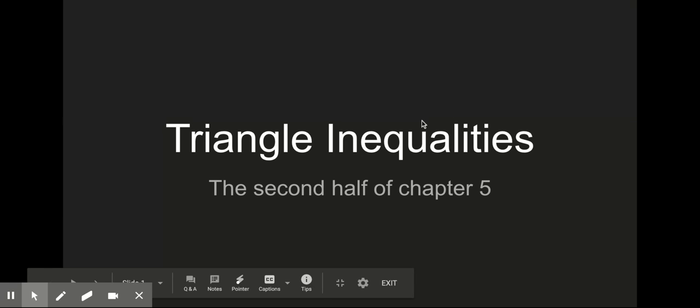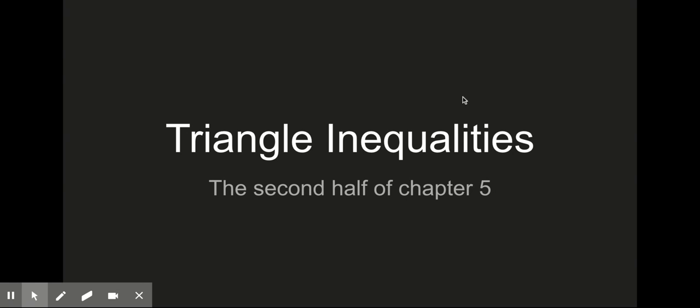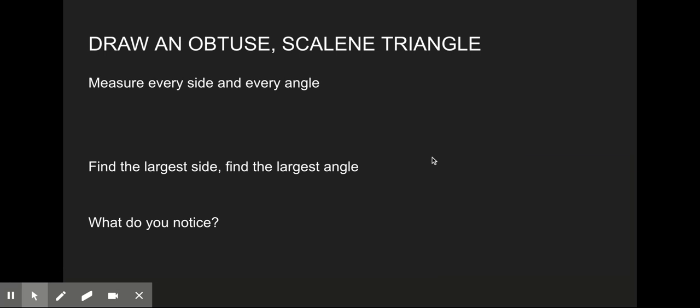All right, guys, today what we're going to take a look at is the last part of Chapter 5, Triangle Inequalities. Okay, so first I wanted us to do a little exploration here. I asked everybody in the class, can you draw an obtuse scalene triangle? So obtuse would be something like this, and I want to make sure none of the sides are the same. So something like that. And then I say, grab a ruler, grab a protractor, and can you find the largest side? Can you find the largest angle?